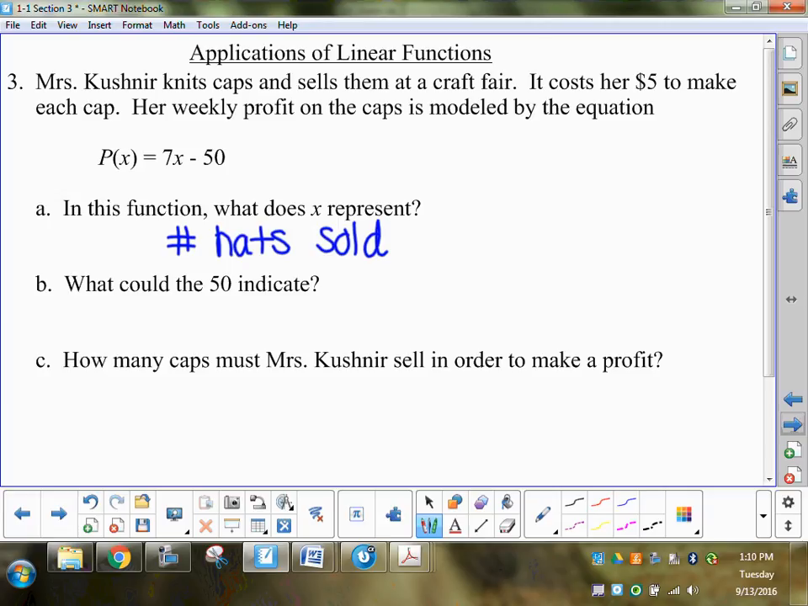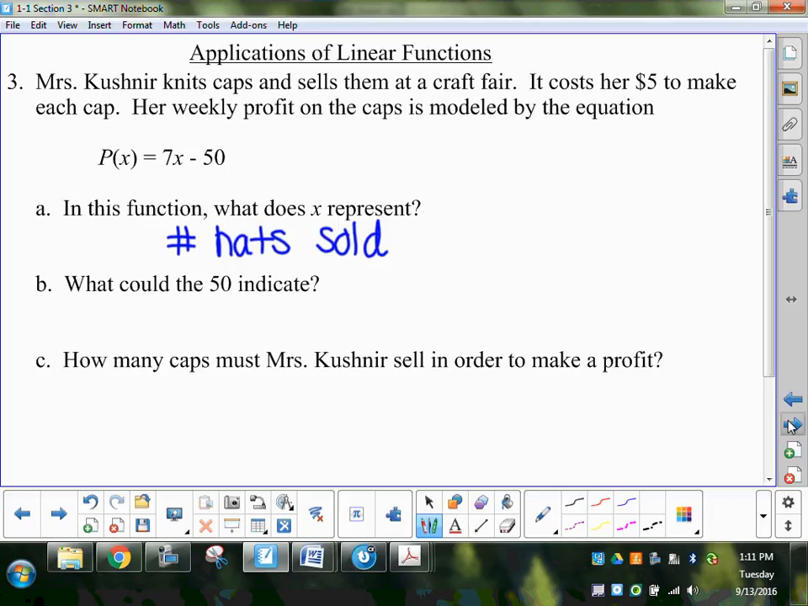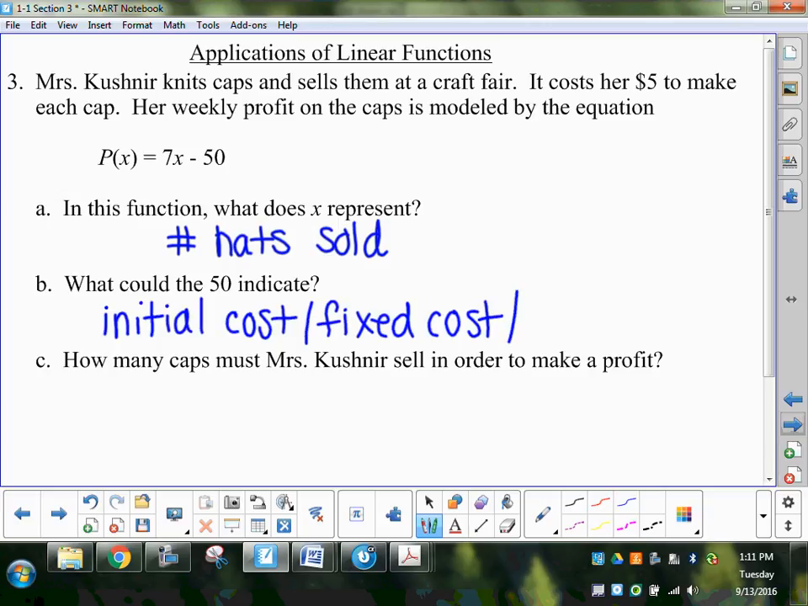What would the 50 indicate? Hands up, please, if you can tell me what you think that 50 is going to indicate. Yeah, we're going to call it an initial cost. You could call it a fixed cost. You might want to call it that, since you put it in good context of the problem. It could also be, you could say it has nothing to do with any form of cost, but you could say that it's the entry fee.